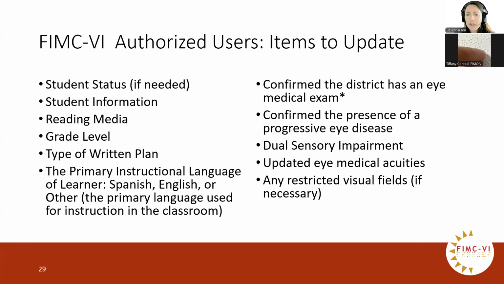Our student information, so that includes the district or school, the type of educational facility, the student's first name, last name, middle name, and their date of birth. We have our reading media, grade level, type of written plan, the primary instructional language of the learner. There is still a section on our website that says confirm the district has an eye medical exam. There's an asterisk here because I'm going to go into some more detail on that in a few slides. Confirm the presence of a progressive eye disease, dual sensory impairment, updated eye medical acuities, and any restricted visual fields if that information is available.